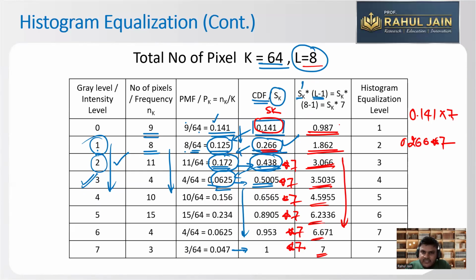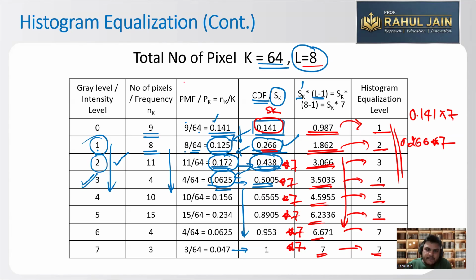So when we equalize them to the nearest level, it would be the first level, the second level, and here the third level, closer to 3. It is closer to 4. It is closer to 5. It is closer to 6. It is closer to 7, and it is closer to 7. So this is how we can further re-enhance their equalization level. This is what we call histogram equalization. I hope this is clear.